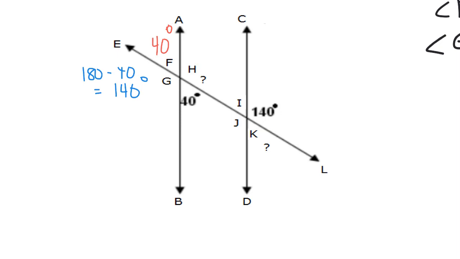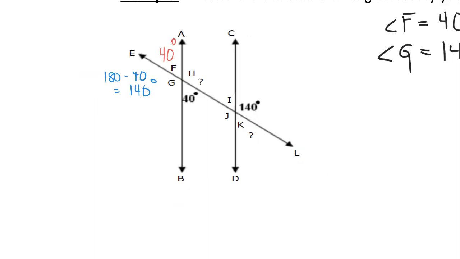So there are two justifications that you can possibly give for angle H. Doesn't matter which one you provide. You don't have to provide both. You're just going to give the one that you used to figure out angle H. So I'm going to fill that in my picture. So this is 140 degrees.